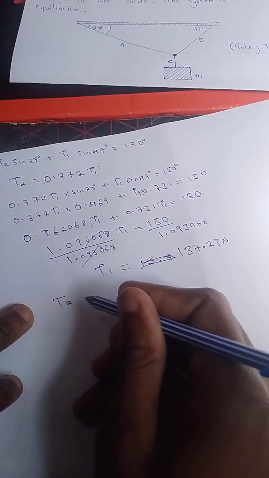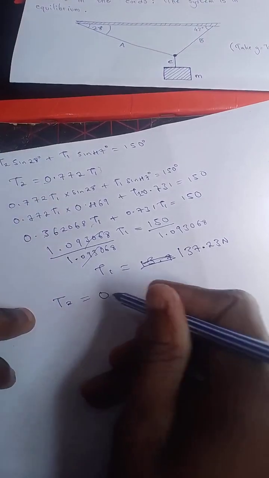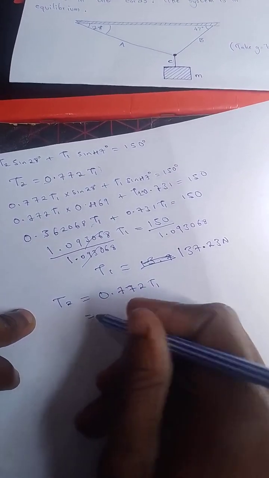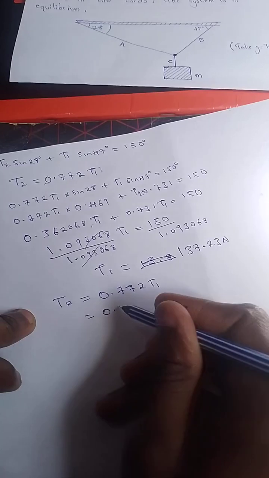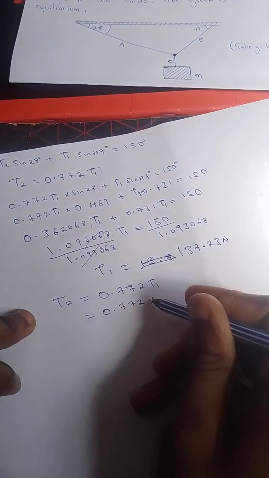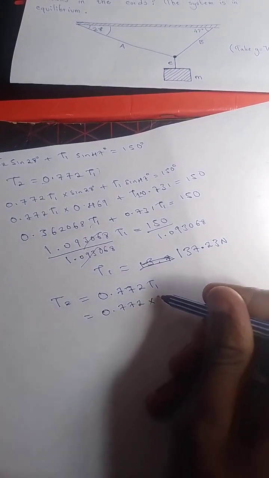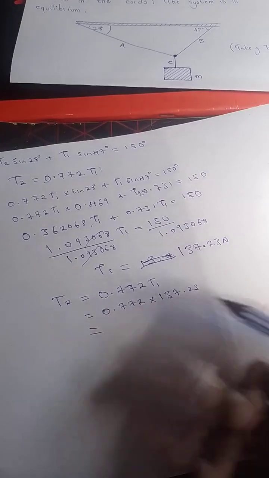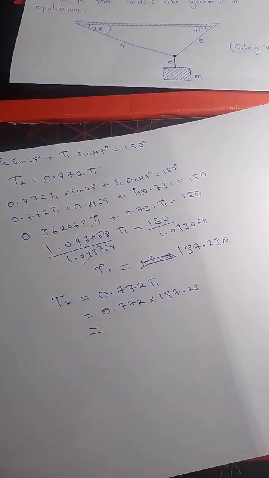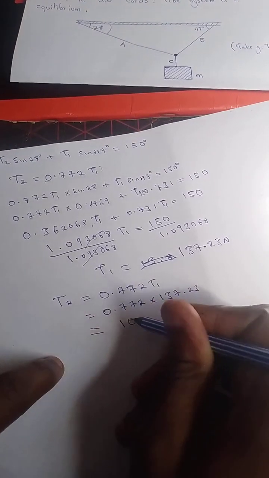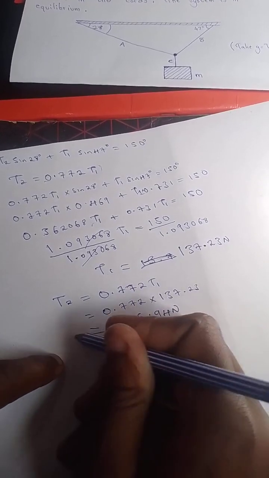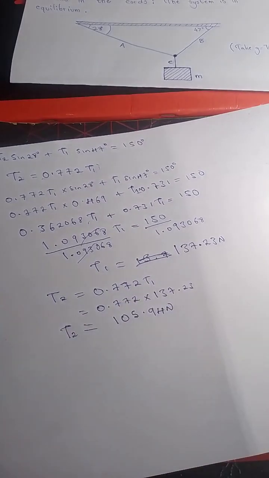In the same vein, if you remember, our tension number 2 is equal to this equation, which is 0.772 T1. So we need to multiply this value 0.772 by the tension that we have found, which is 137.23. When we multiply this, we have a tension of 105.94 newtons. So this is our second tension.